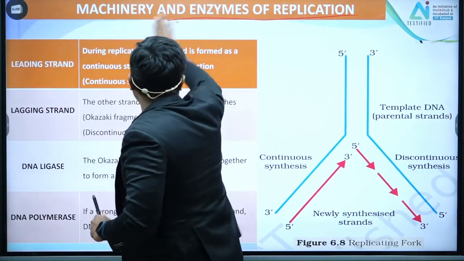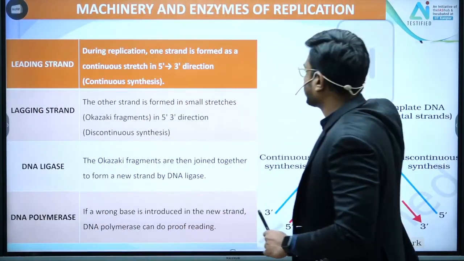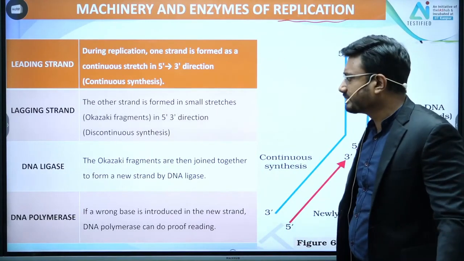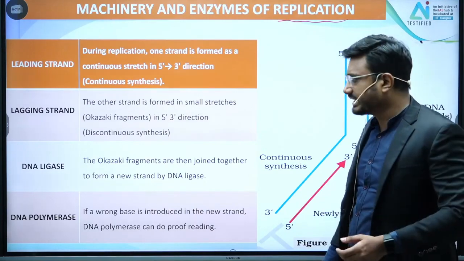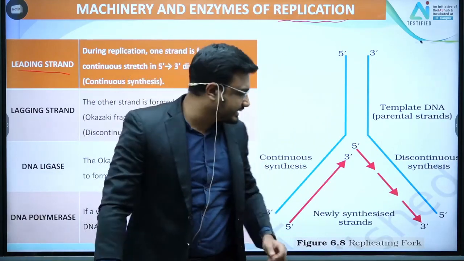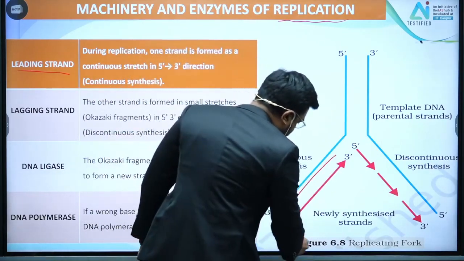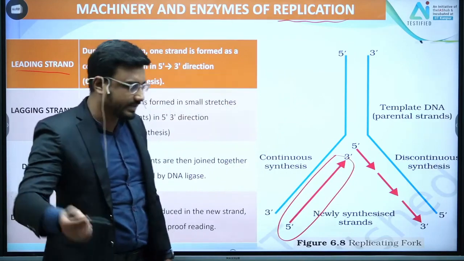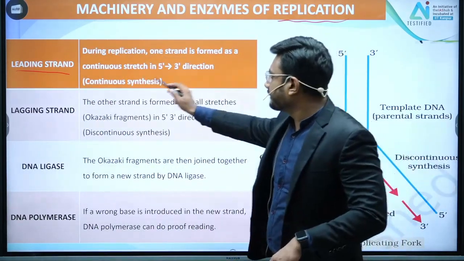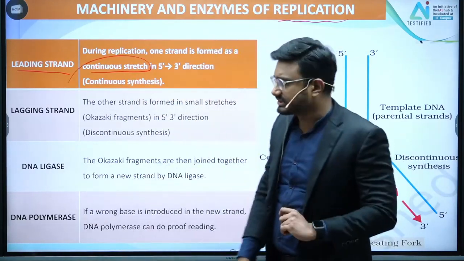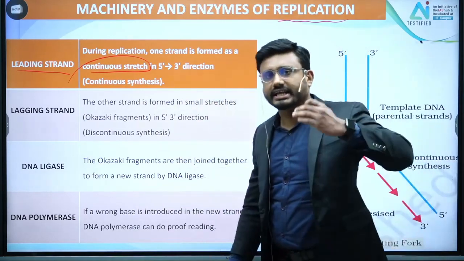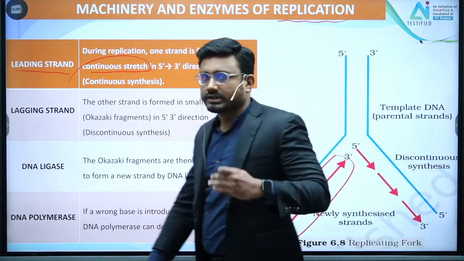So, machinery and enzymes of DNA replication. DNA replication is very important, and the main important concept from this is that the machinery and their definitions can be asked here. So we have the leading strand. Here we can see the continuous synthesis of the strand in the 5' to 3' direction. The main keyword is continuous, and that strand is known as the leading strand, whereas the lagging strand has a discontinuous mode of being formed.